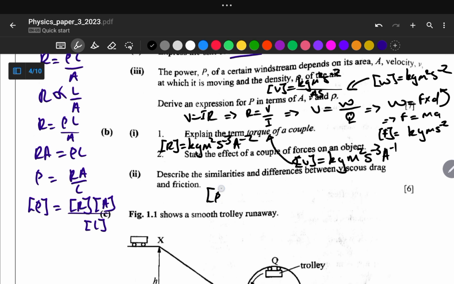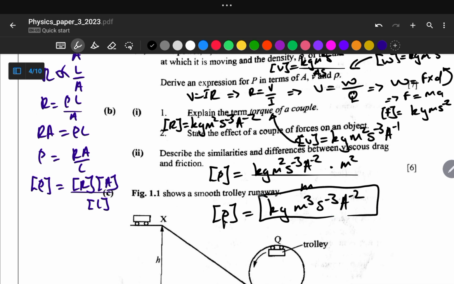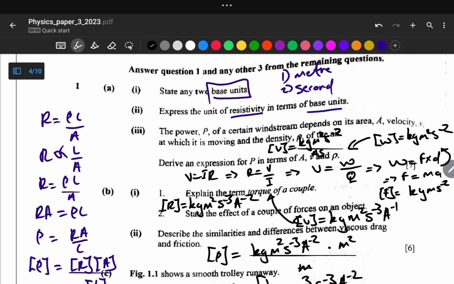Therefore, the base units for resistivity is kg meter squared per second cubed A raised to the power -2, multiplied by square meter divided by meter. Okay, so the base units for resistivity is kg cubic meter, like this. So this is the base unit for resistivity. It's kg cubic meter per cubic second per square amp. Okay, and let us move on to the next part of our question.